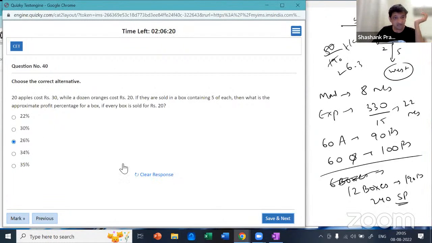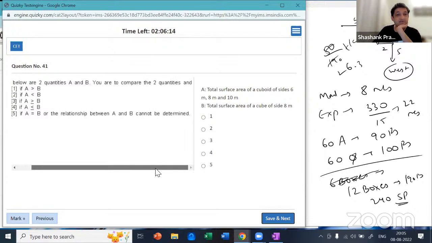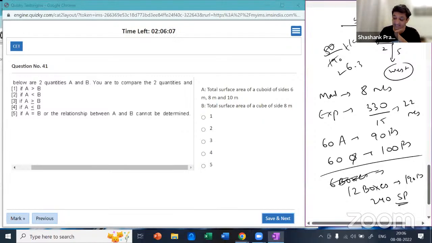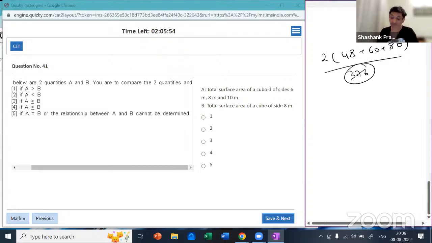Sorry, I'm trying to tap it on my tablet. Okay. What is this? Quantitative comparison. The surface area of a cuboid of sides 6, 8, and 10. Okay, so better to calculate this. Surface area is 2 into LB plus BH plus LH. So 2 into 6 8s are 48, 60 plus 80, 6 are 140, 48, 188 into 2 is 376, I believe. 140, 180, yeah, 376. That is the total surface area.